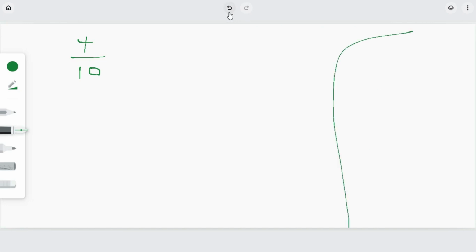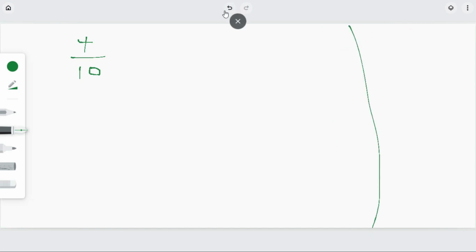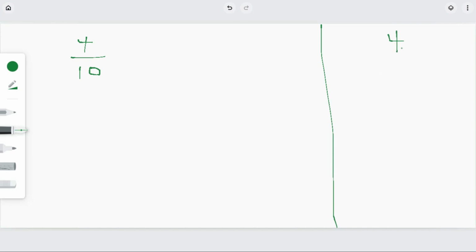If you want to find the prime factors of 4, we are going to write 4 like this and split it. What can you multiply together that will give you 4? We have 2 times 2, and since 2 is a prime number, we are going to circle them. So the prime factors of 4 are 2 times 2.